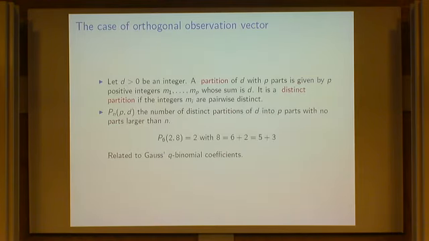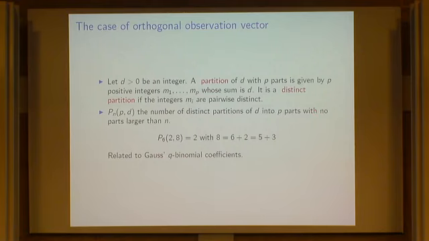The case of orthogonal observation vector is actually very clean, but is a bit hairier to define. There is a bit of combinatorics in trying to count the number of critical points. So one definition: if D is a positive integer, I call a partition of D with P parts the datum of P positive integers whose sum is D. A partition is distinct if the parts are pairwise distinct, pretty natural. A restricted partition, restricted here by N, is such that none of the parts are larger than N.